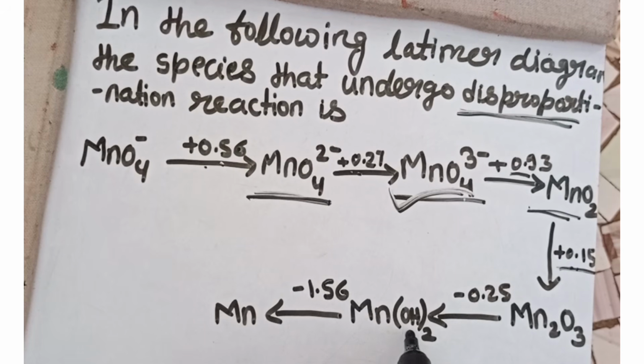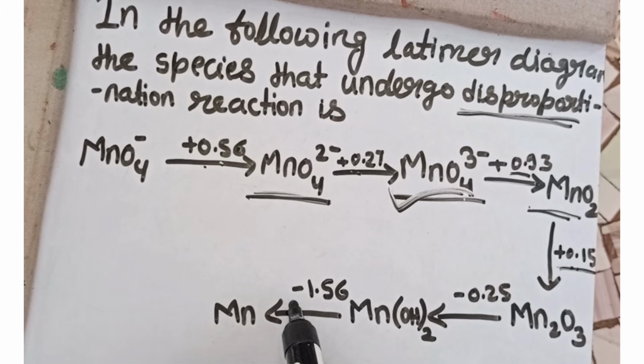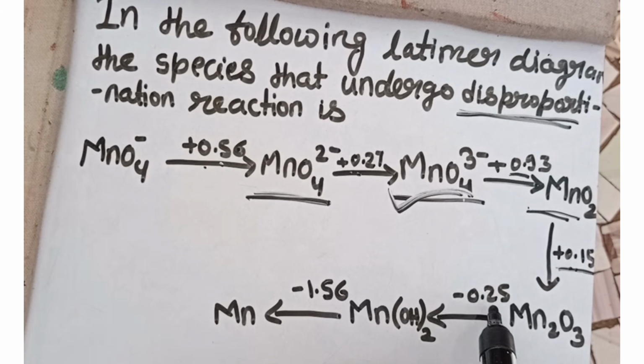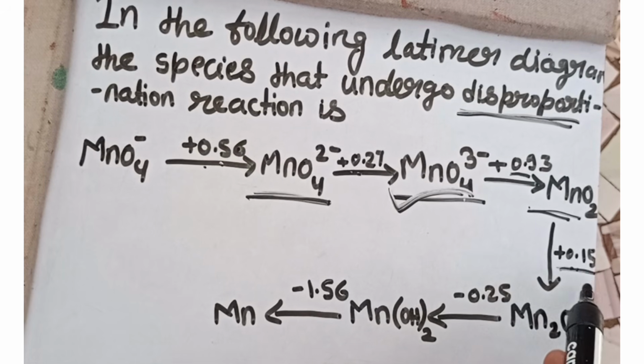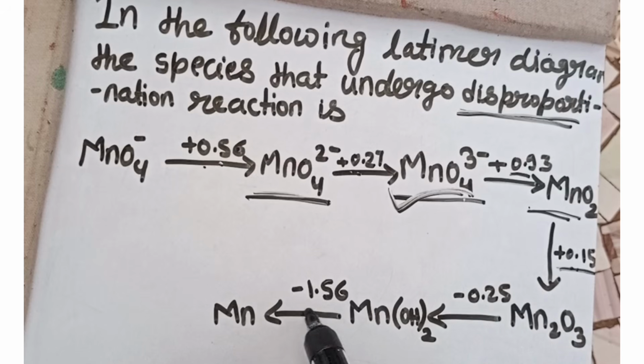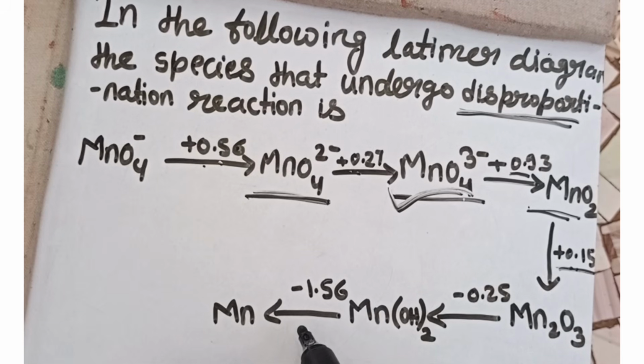Now for Mn(OH)2, the value on the right side is minus 1.56, on the left side we have minus 0.25. We are here to compare the positive reduction potential values, and these values are negative, and we cannot compare them, so this does not undergo disproportionation reaction.